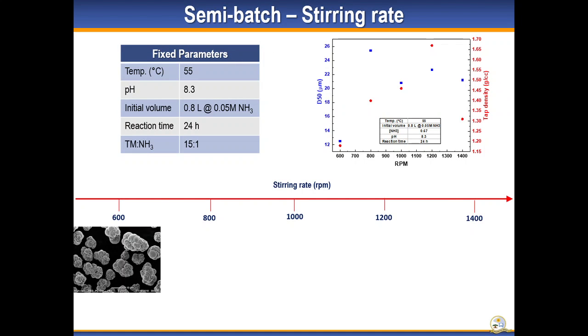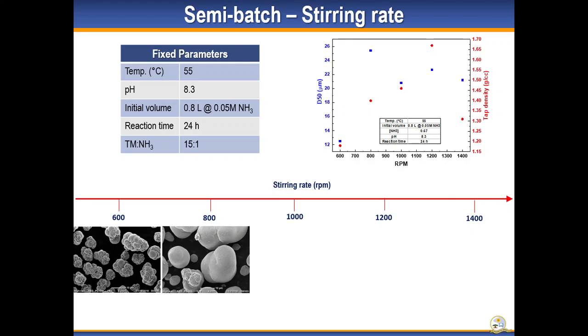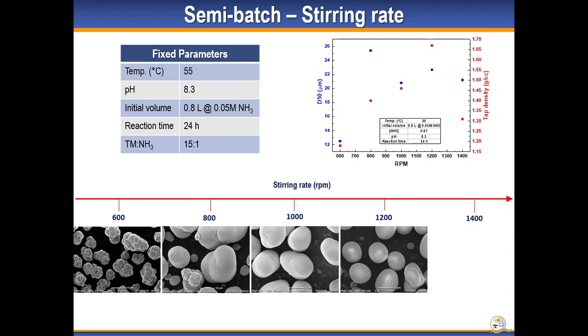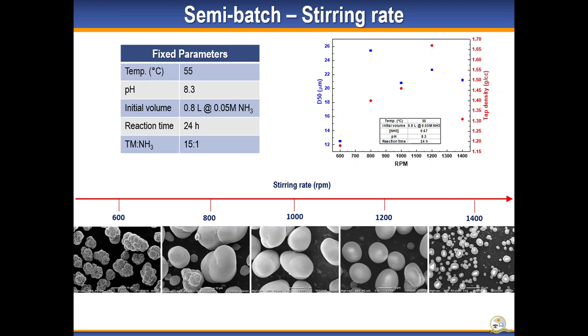The stirring rate was increased from 600 to 1400 RPMs. And once again, there was a complex relationship between D50 and the tap density with the RPMs. The highest tap density obtained was 1.67, which was obtained at 1200 RPM, and a D50 of about 22 microns was obtained at that tap density.